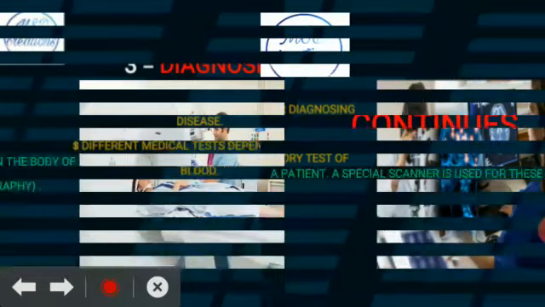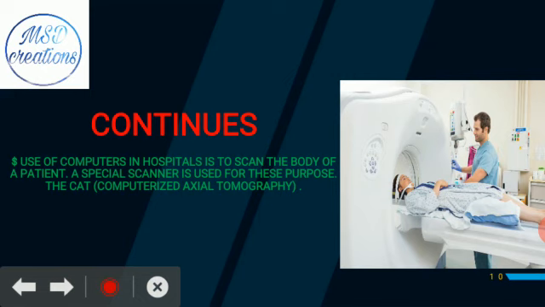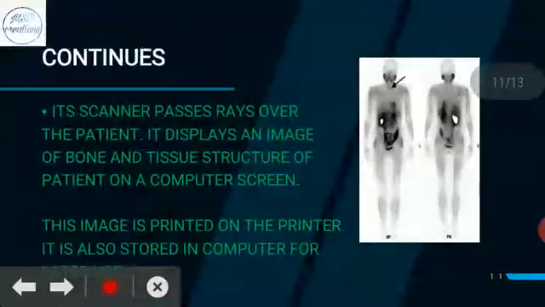In X-rays, the entire body's X-ray is taken by a system. Computers are used in hospitals to scan the body of a patient. A special scanner is used for the purpose, the CAT. The scanner which scans the entire body is called computerized axial tomography. It is a device which records the entire body details, and they are stored for future use also.